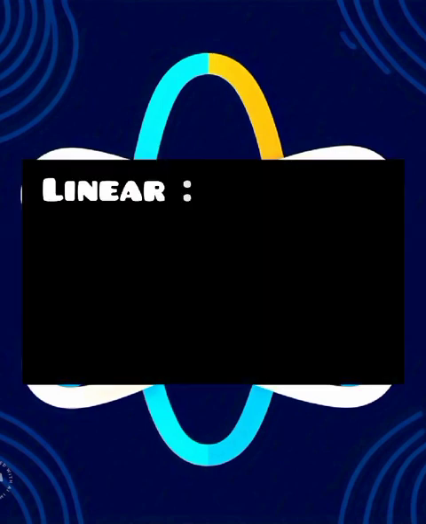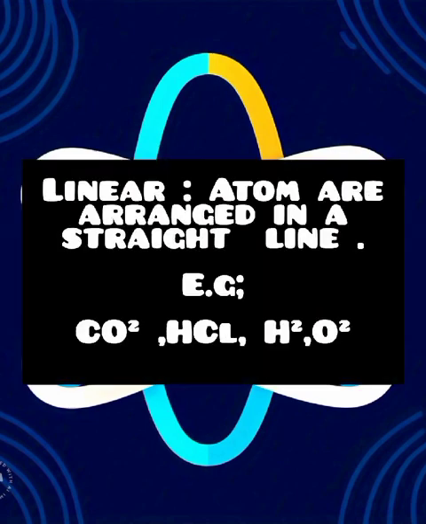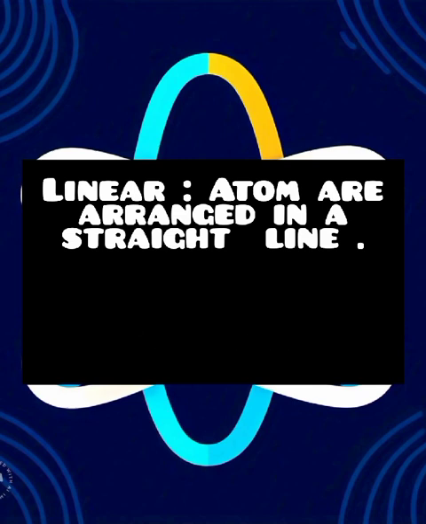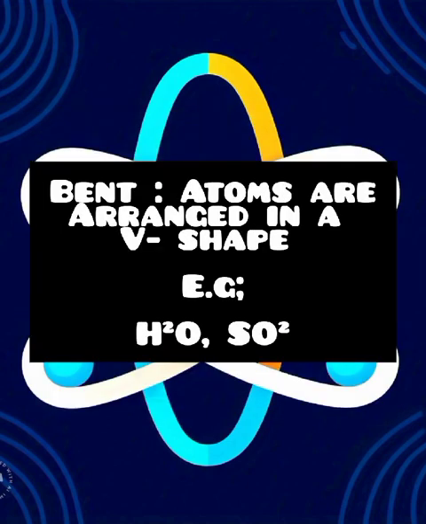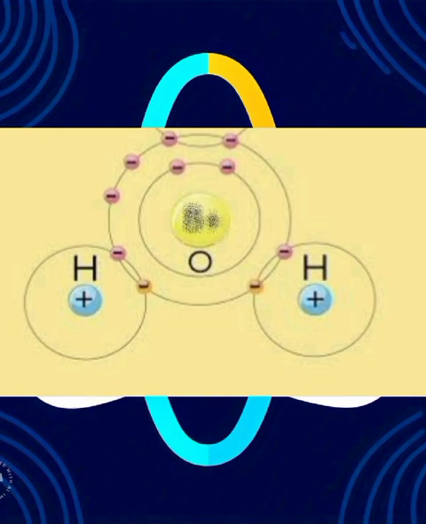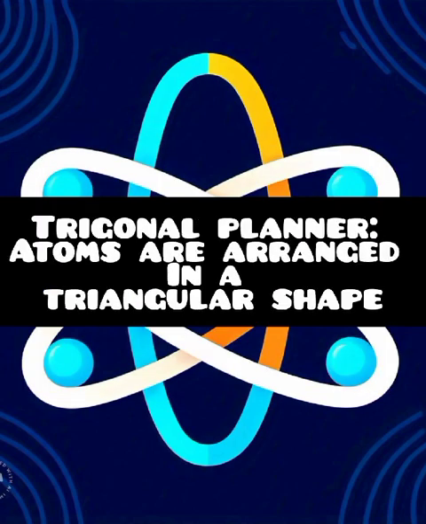First of all, let's discuss the first type of molecular geometry, which is linear. A linear molecular geometry occurs when a central atom has two electron groups. For example, carbon dioxide. Now comes the second geometry of molecules, called bent molecular geometry. A bent molecular geometry occurs when a central atom has two electron groups and one or more lone pairs. For example, water.